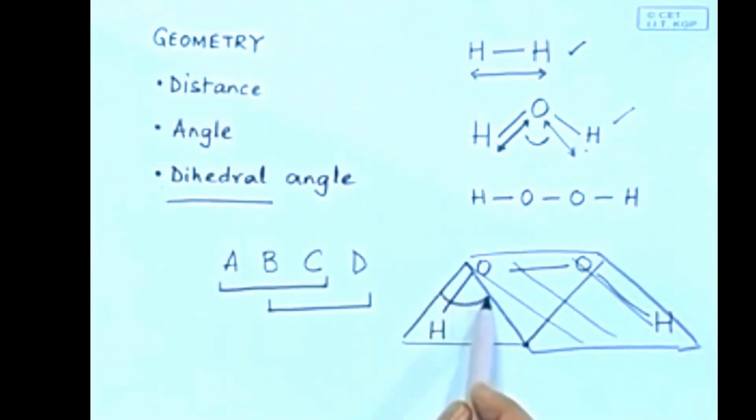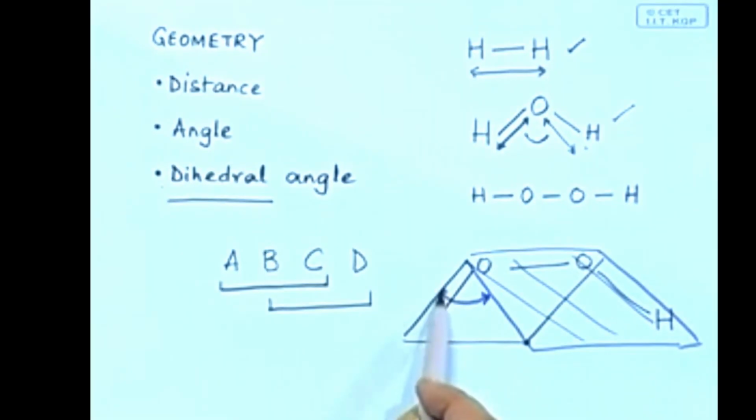Do I have an angle between the two planes? I do. This angle. This is my dihedral angle. Okay, is that clear? So what do you have?